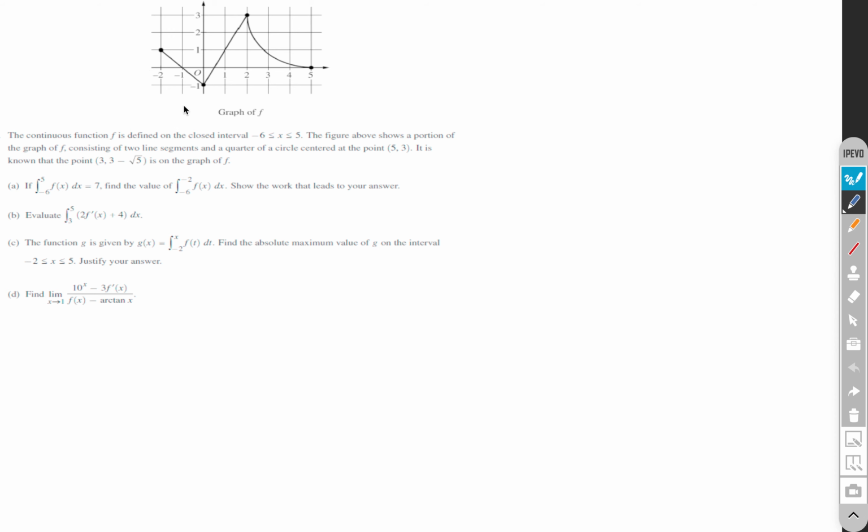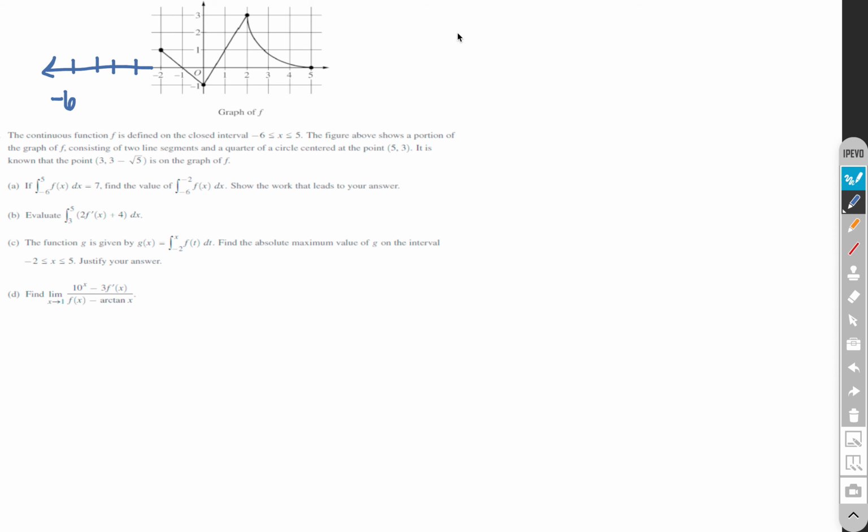And if you look at the graph, we're not given that piece. That piece is over here somewhere. Let this be -3, -4, -5, -6. So they want the area under the curve from -6 to -2. And they give us the area under the curve of f from -6 all the way to +5.